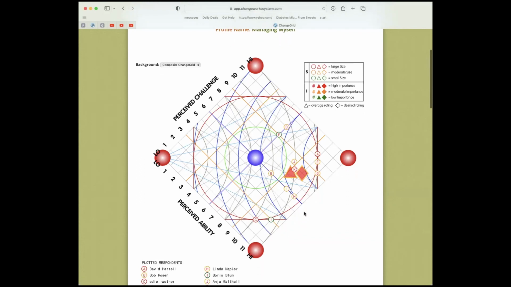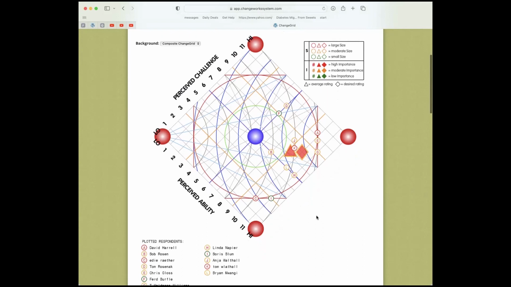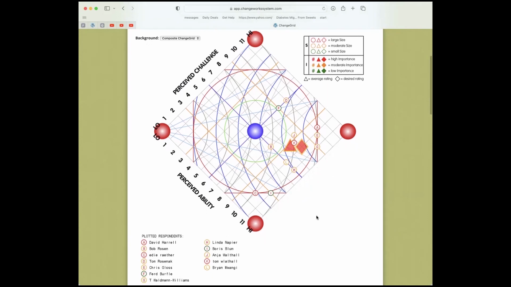Right, because we've got people in our team, we've got people in our family, we've got people in our company or whatever it is who are viewing this activity in dramatically different ways.